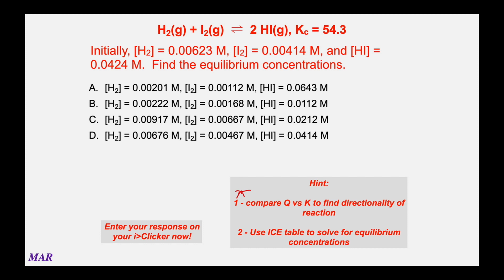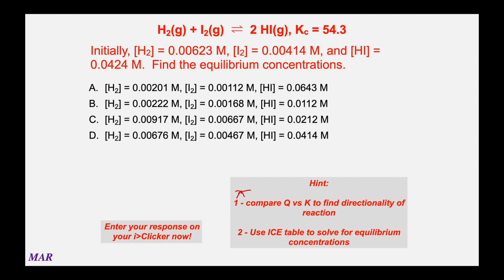Now, once you have Q versus K, then you can set this up as an ICE table. It'll be initial, change, and equilibrium. So again, I highly recommend that you at least attempt this problem. So pause the video, and once you're ready, unpause the video and we'll talk about how to solve this somewhat challenging problem. So pause your video now.